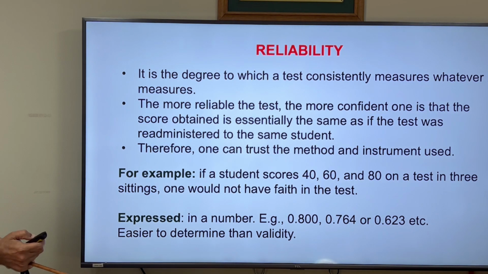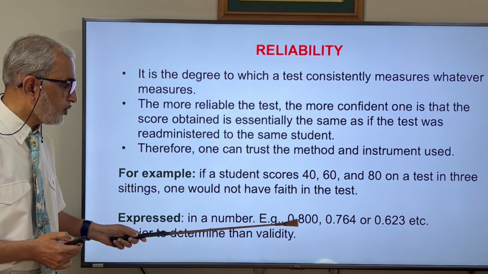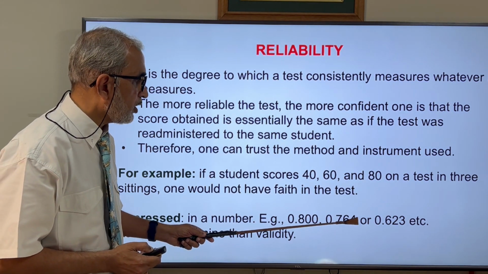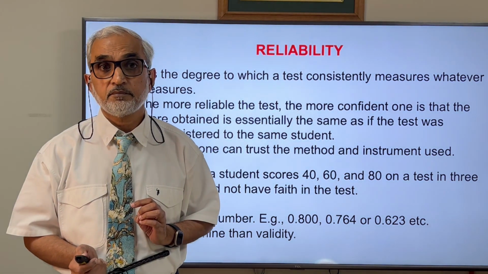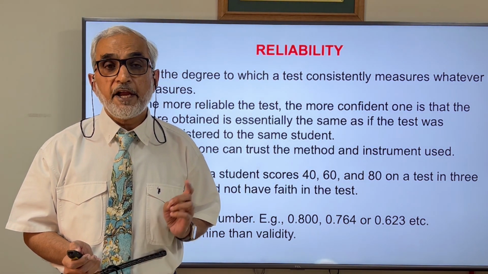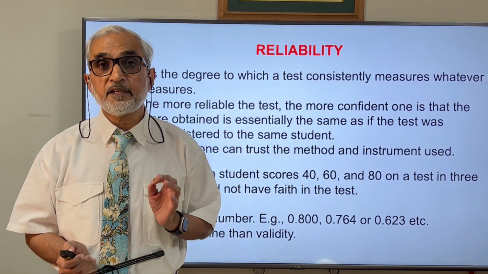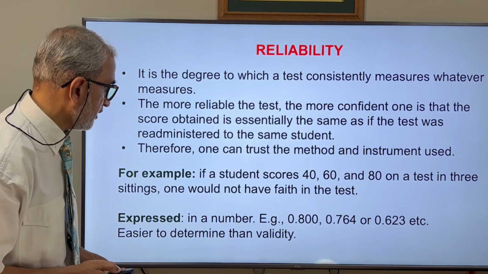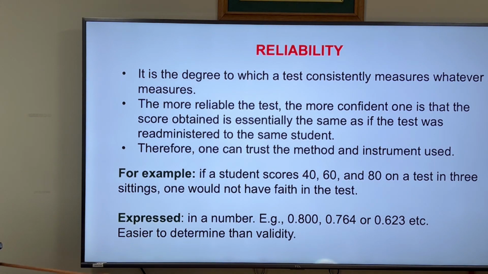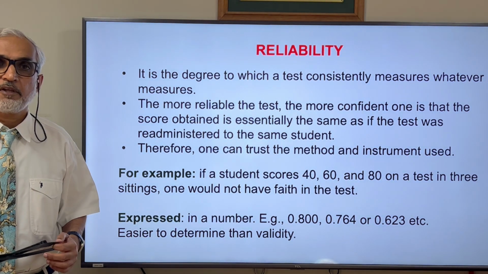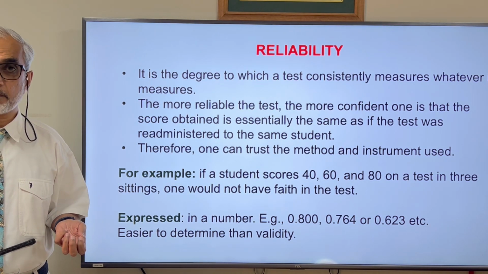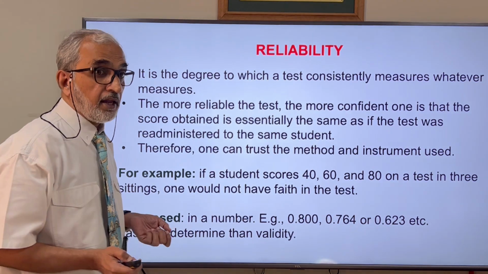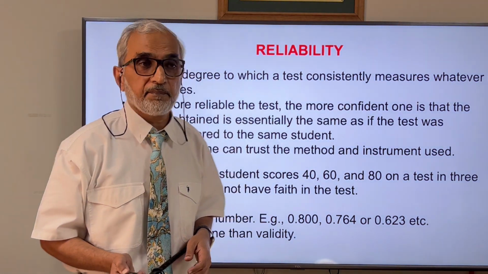An important thing is that it's expressed in numbers. For example, 0.800, 0.764 or 0.623. It has a numerical value. It is not expressed in terms of a scale of words, but in terms of numbers. And it is easy to determine because here we are talking about the results being obtained, which are numbers, and the numbers can be fed in a program to give us reliability.